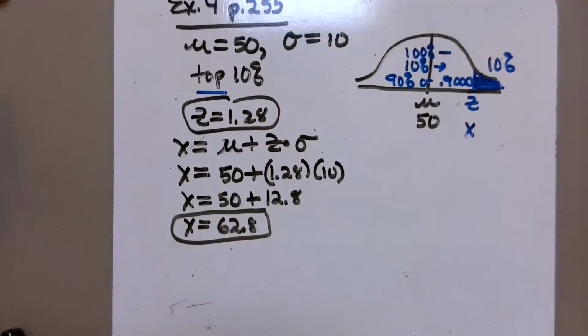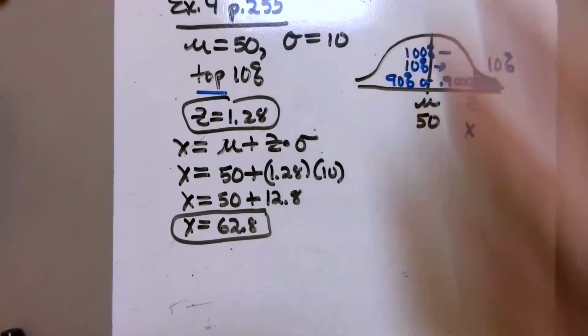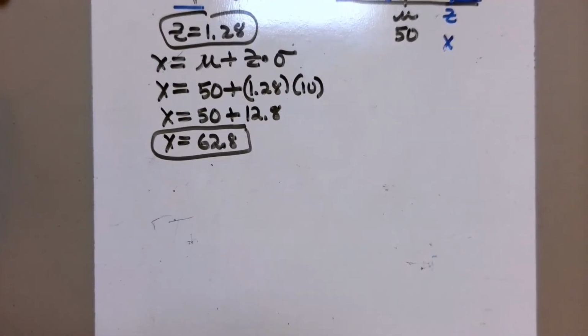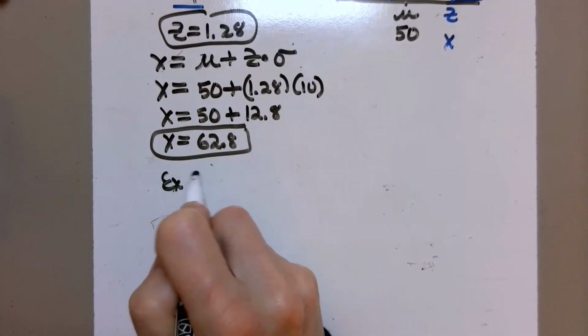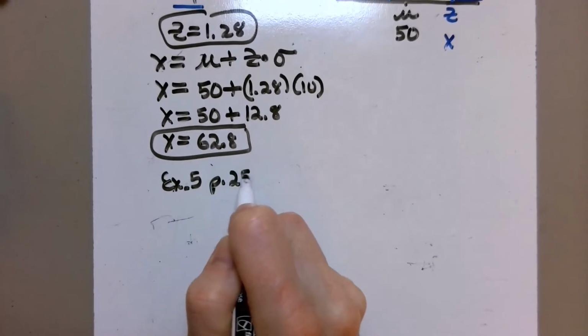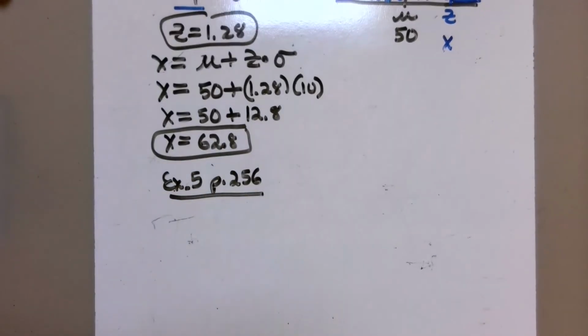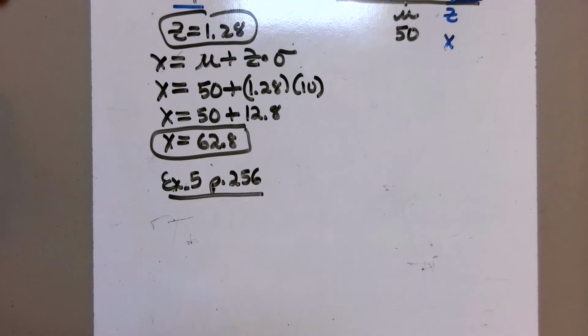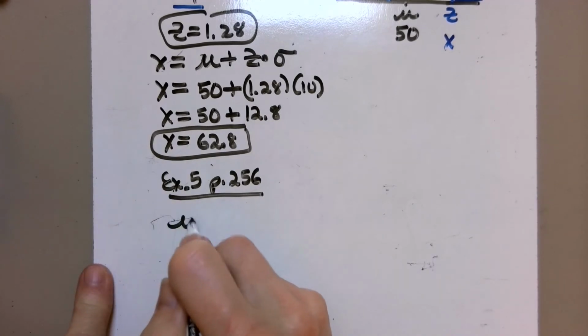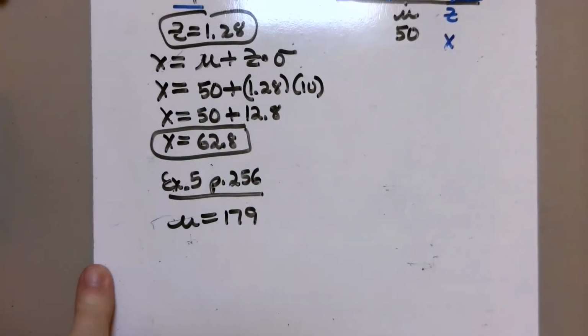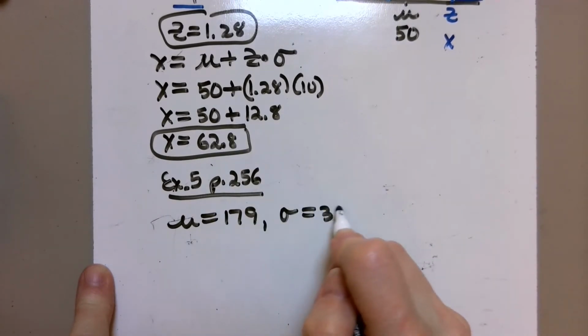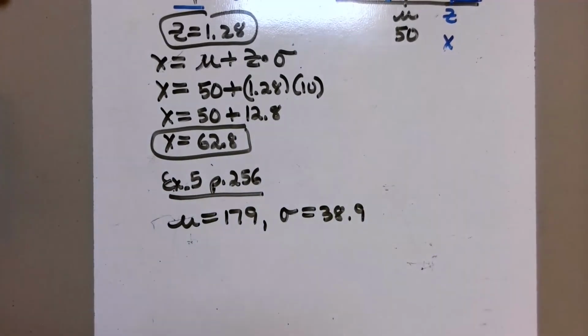All right, so the last example to look at here is example 5 on page 256. And this one, again, is real data. It says in a randomly selected sample of women aged 20 to 34, the mean total cholesterol level is 179 milligrams per deciliter, with a standard deviation of 38.9 milligrams per deciliter. So that's our mu, population mean, and standard deviation sigma.